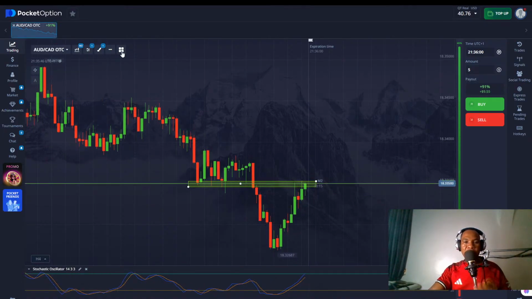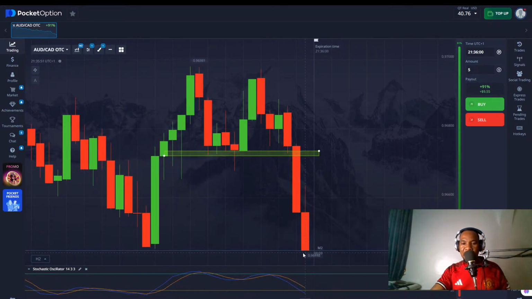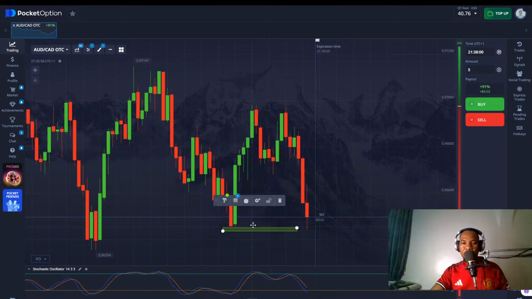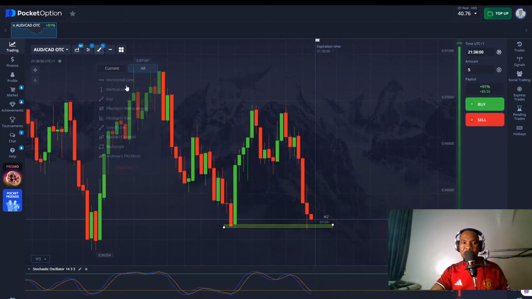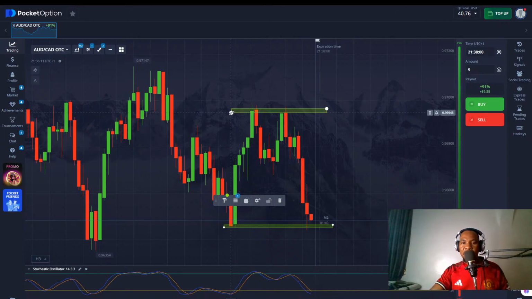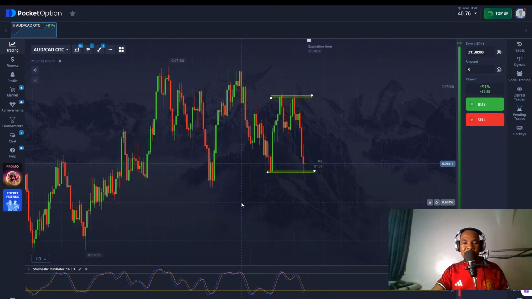All right, let me go back to that currency pair and see what happened. So it came down, yeah. And it is coming down to another support level. So this is another support, and at the resistance level there's a double top. A double top is a strong reversal pattern.